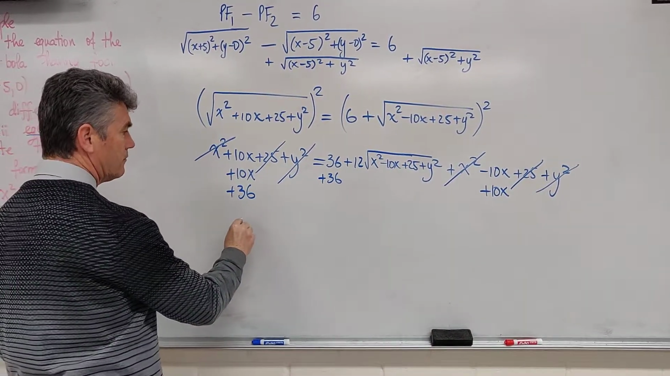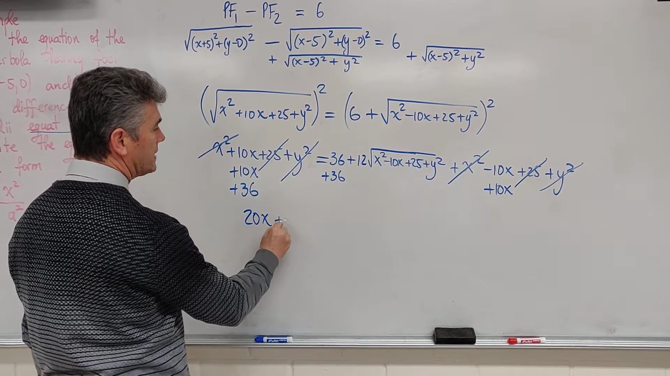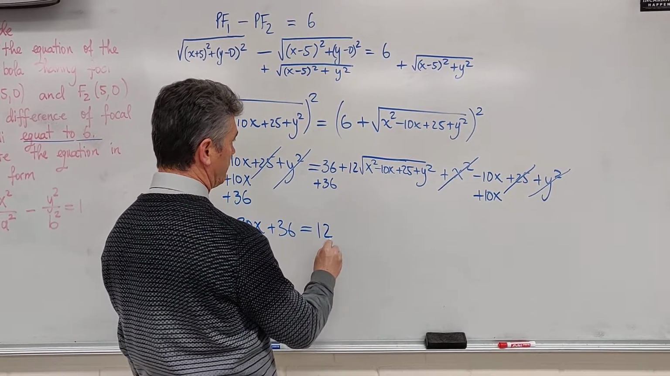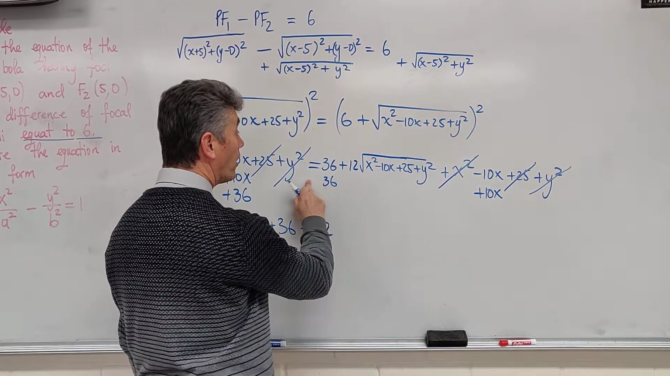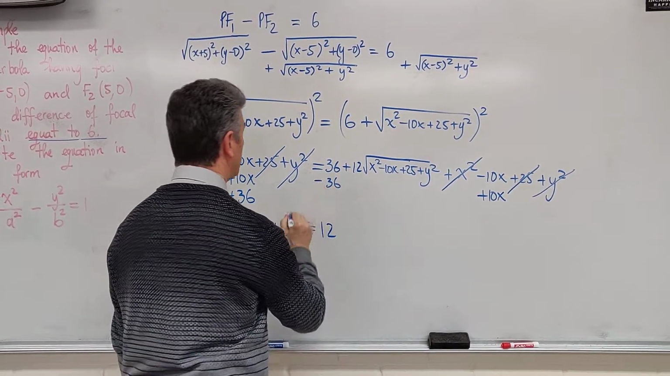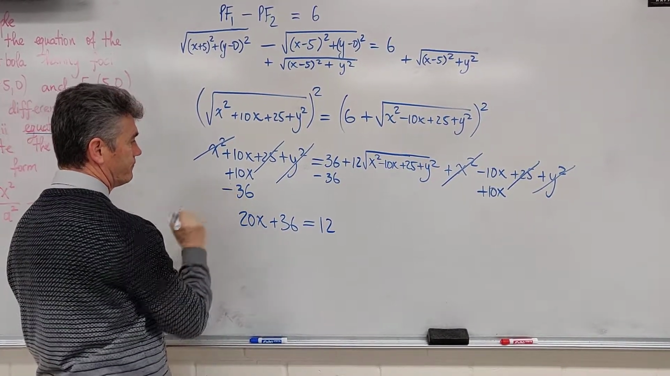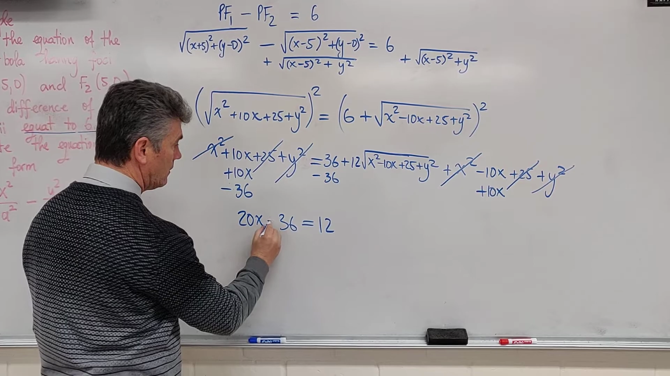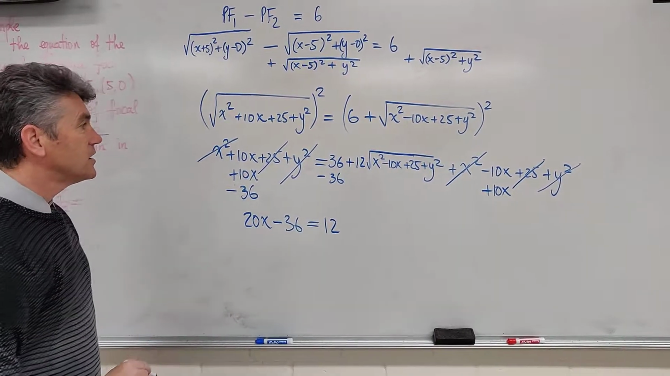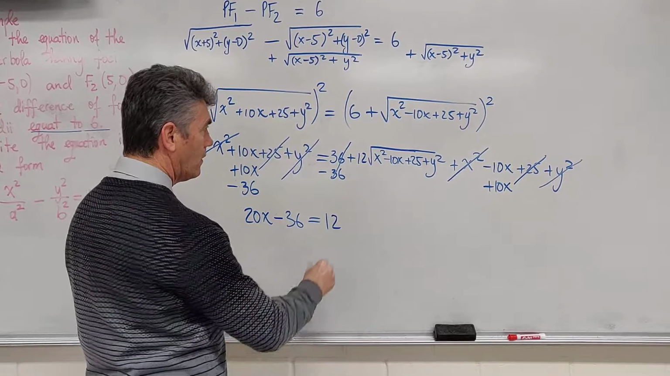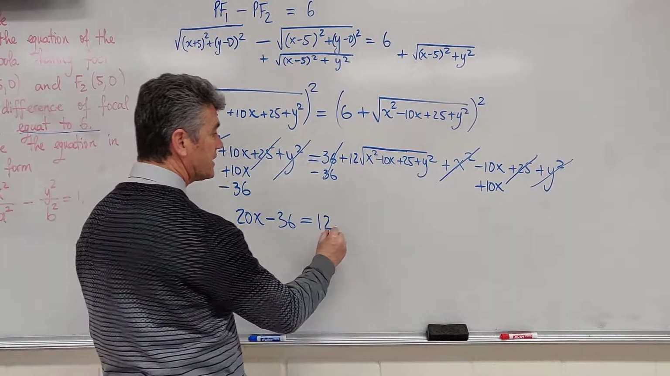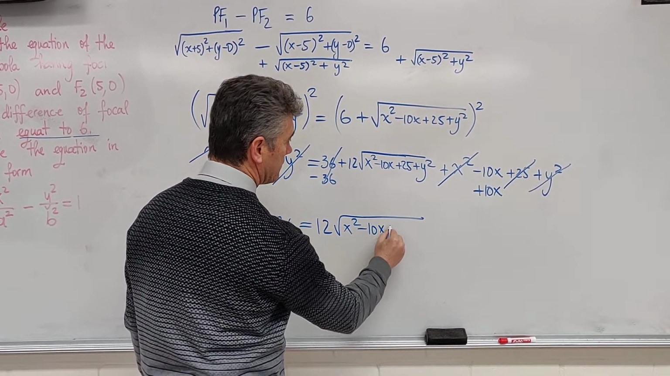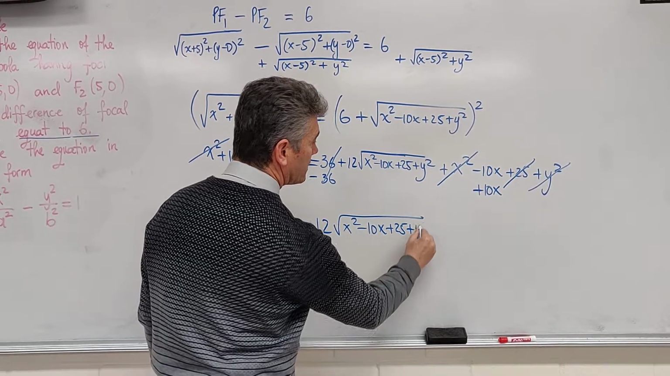The left side becomes 20x plus 36. The right side becomes 12. I said I'm going to add 36. I'm not. I'm going to actually subtract 36 from both sides. 36 plus 36 would be 72. We actually want to get 0. So yeah, 20x minus 36 is equal to 12 square root of x squared minus 10x plus 25 plus y squared.